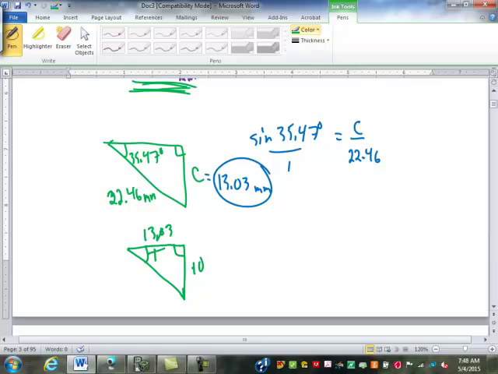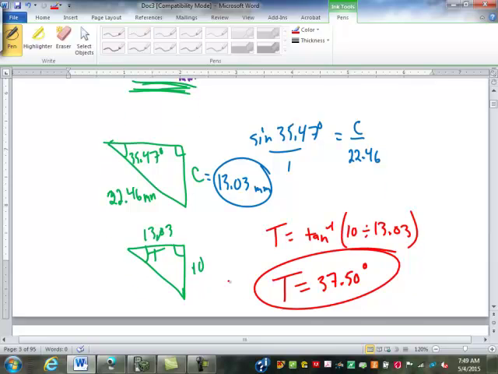Good. And that's simply the inverse tangent of 10 divided by 15. Okay, and that gives us 37.50. 37.50 degrees.